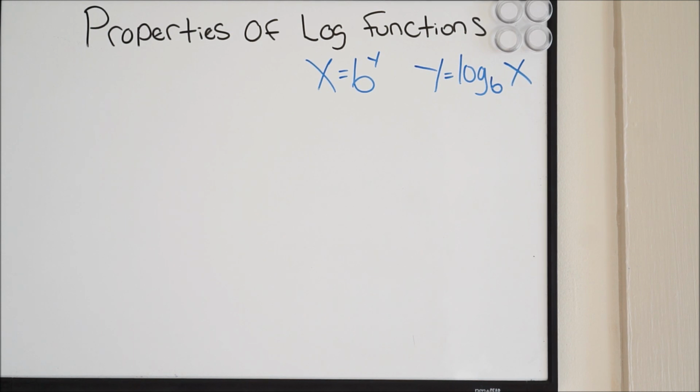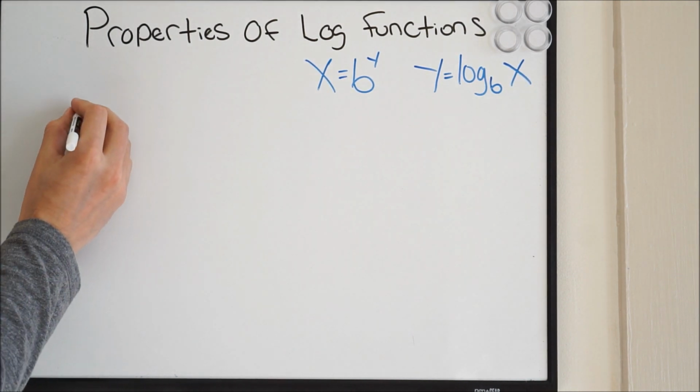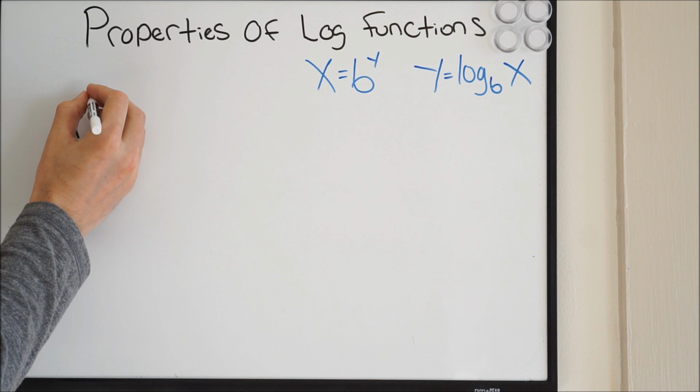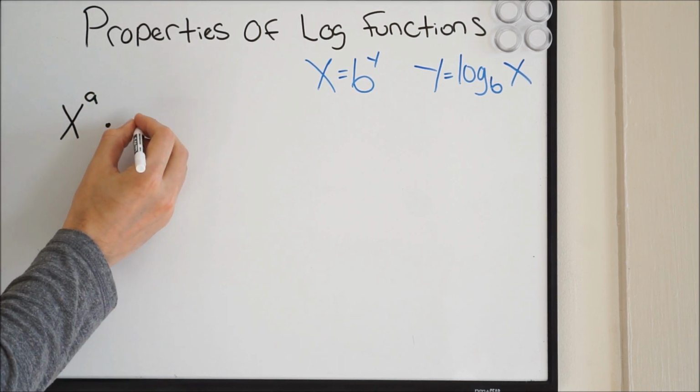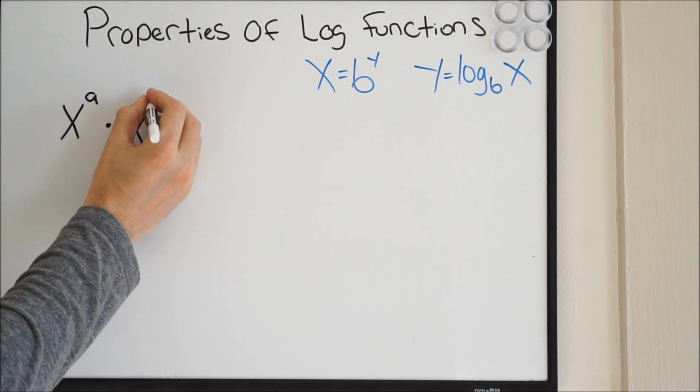This isn't too bad as long as you remember the properties of exponents, okay? So I'm going to do a brief little rundown of the properties of exponents first, and then we'll go into the properties of logs because they're related, right? And they're very similar. So for example, I'm going to use variables here. I have a base of x, and let's say I have the power of a. And if I'm going to multiply another base of x, then we'll say power of b here.